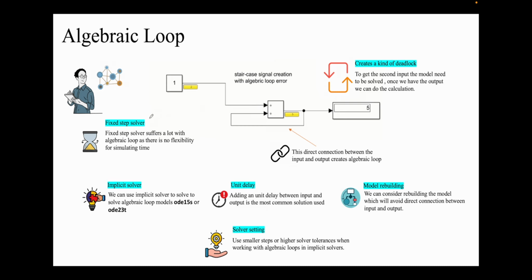The first thing: if we are using a fixed step solver, it is very difficult to encounter the algebraic loop problem because we do not have the flexibility of choosing the step time. Basically, the algebraic loop problem gets solved if our step time is very small. Over time, if we can increase the step time, then we can simulate the system with the existing input, like the input that we are expecting here.